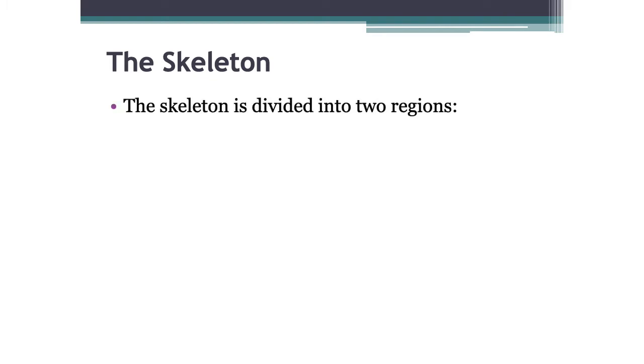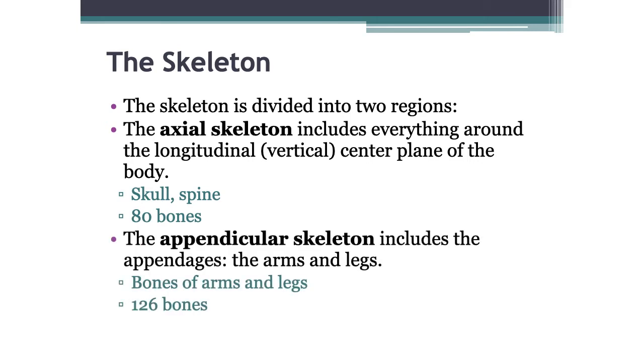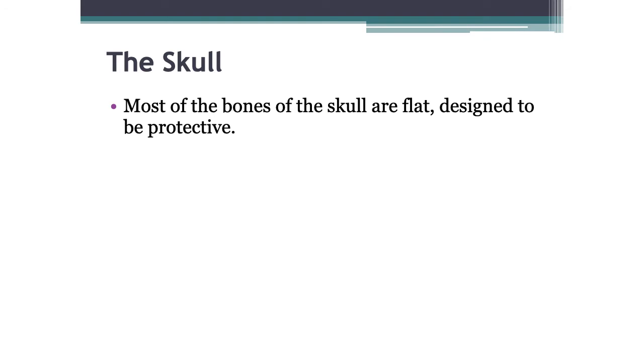So now that we've gone through what makes up a bone and how it is structurally, we can start talking about the skeleton itself, which is divided into two regions. The axial skeleton, which includes everything around the vertical or longitudinal center plane of the body, the skull, the spine, 80 bones. And then we have the appendicular skeleton, which includes the appendages, the arms, the legs, and that's about 126 bones. So the skull, most of the bones in the skull are flat and they're designed to be protective.